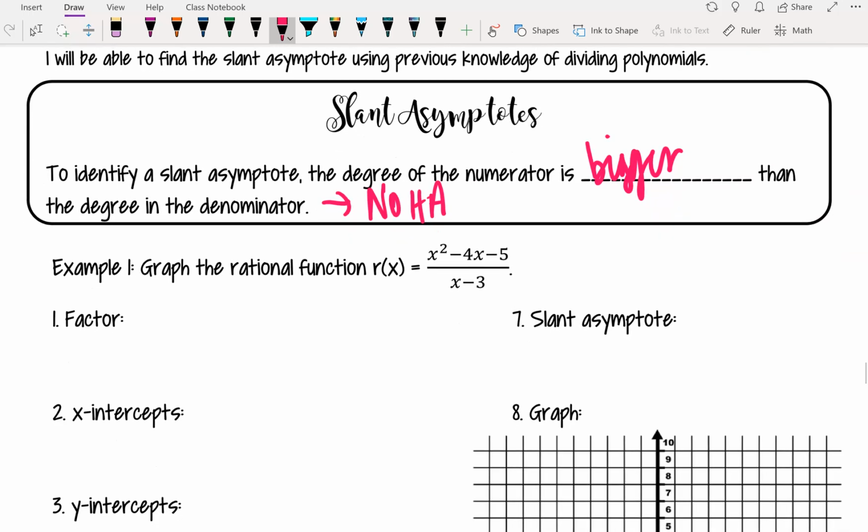So you're still going to do all your stuff for graphing rational equations. You're going to factor, find your intercepts. You can identify your domain. The main new thing is that you have something else you have to identify, which is the slant.